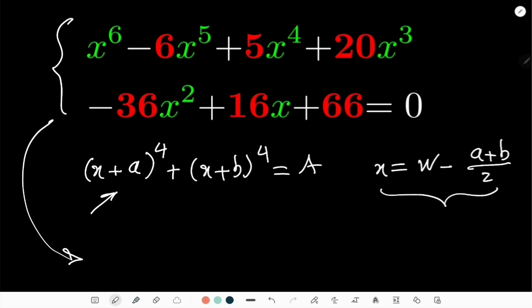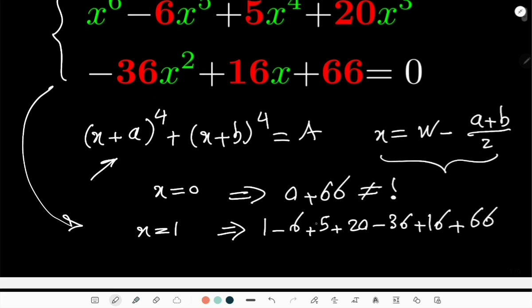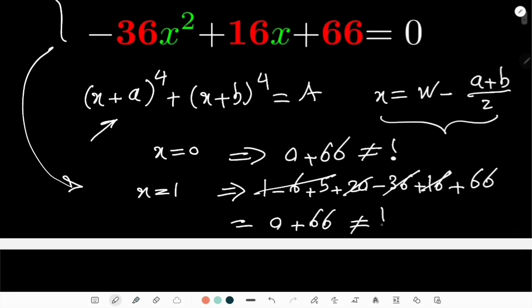If we put x equals 0, then what we get is 0 plus 66, which is definitely not 0. But let's try another one. x equals 1, and that gives me 1 minus 6 plus 5 plus 20 minus 36 plus 16 plus 66. These terms cancel each other, and interestingly it gives me 0 plus 66. That's interesting, because even though it didn't become 0, it was very similar to x equals 0.